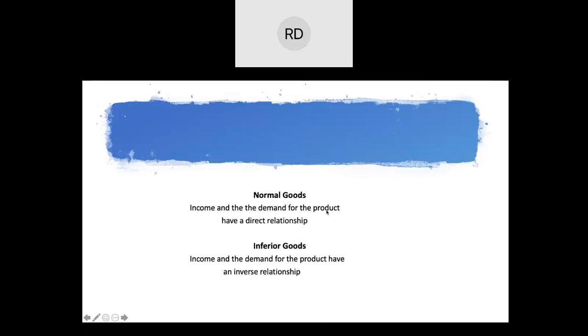A good example would be clothes. If you have more income, then you buy more clothes. If you have more income, your demand for clothes increases, right? That is an example for a normal good. If the income increases, the demand for that good, for that product increases. The opposite happens for an inferior good. If we have an inferior good, the more income we have, the less we want that good. So the demand for that product will decrease.